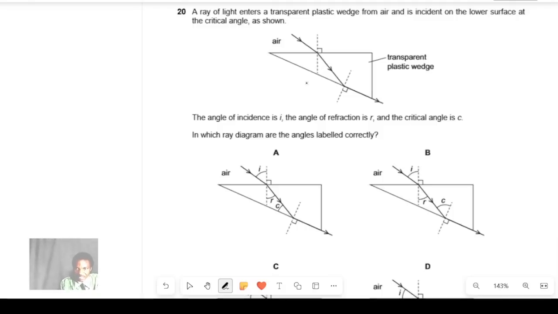So this is the angle of incidence, this is the angle of refraction, and this is the critical angle C. So just look at the diagram. You have the angle of incidence, refraction, and critical angle. So we have that. So the correct answer is B.